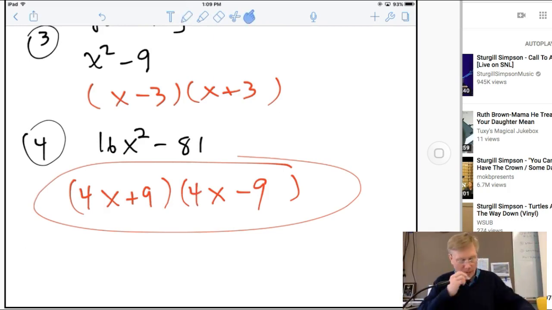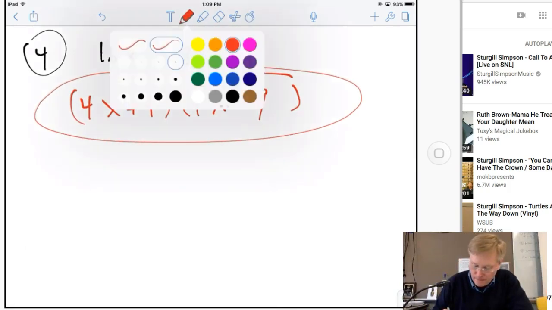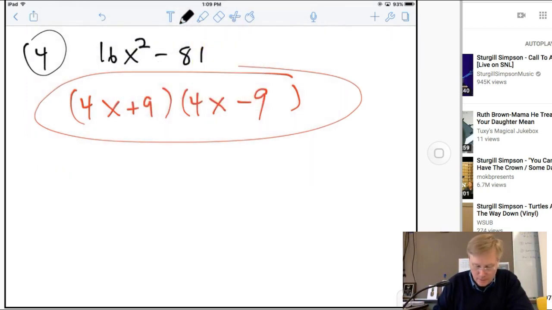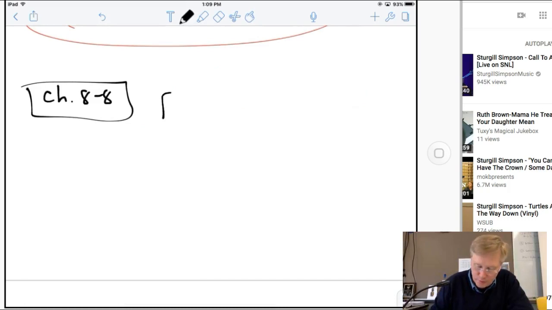All right. So that kind of wraps up the 8-7 stuff. And chapter 8-8 is about factor by grouping.